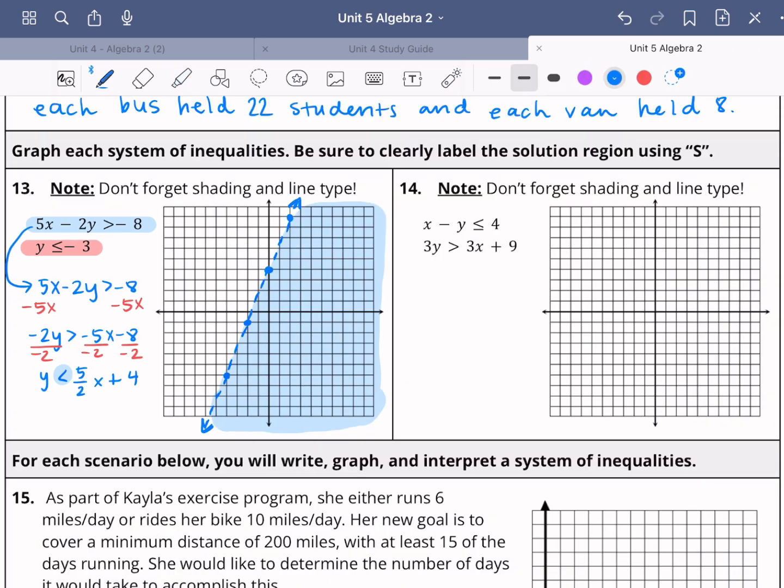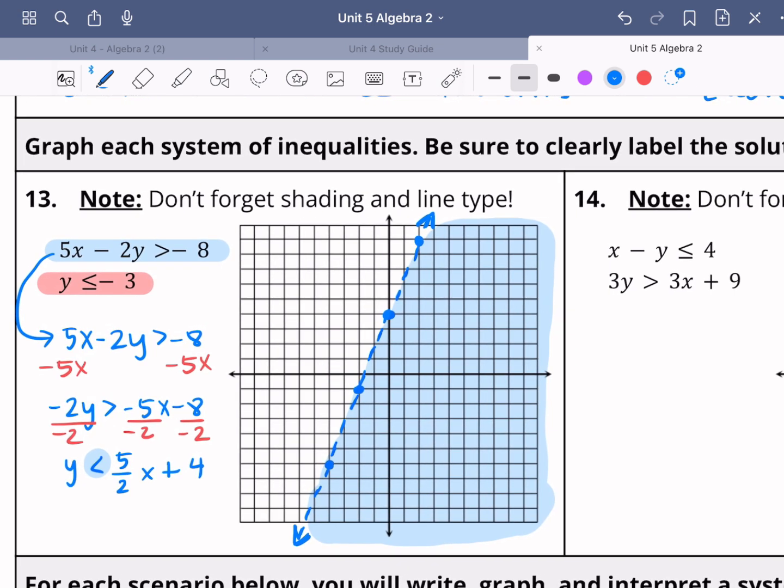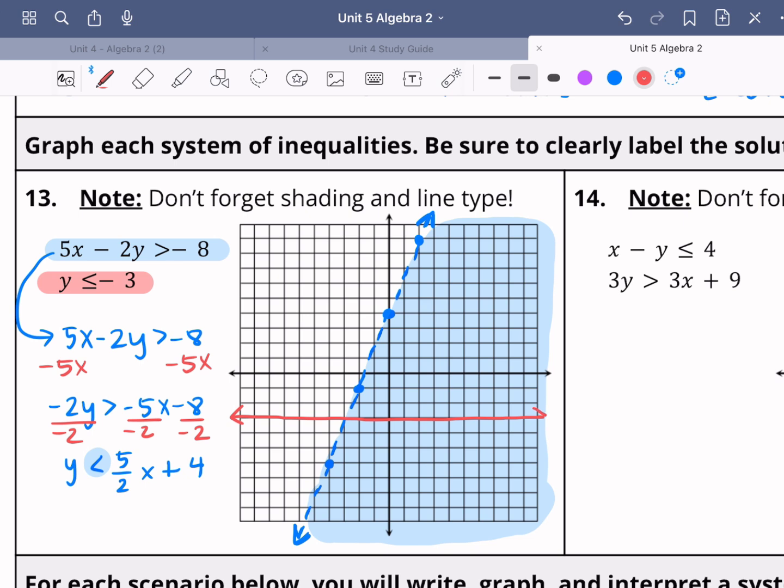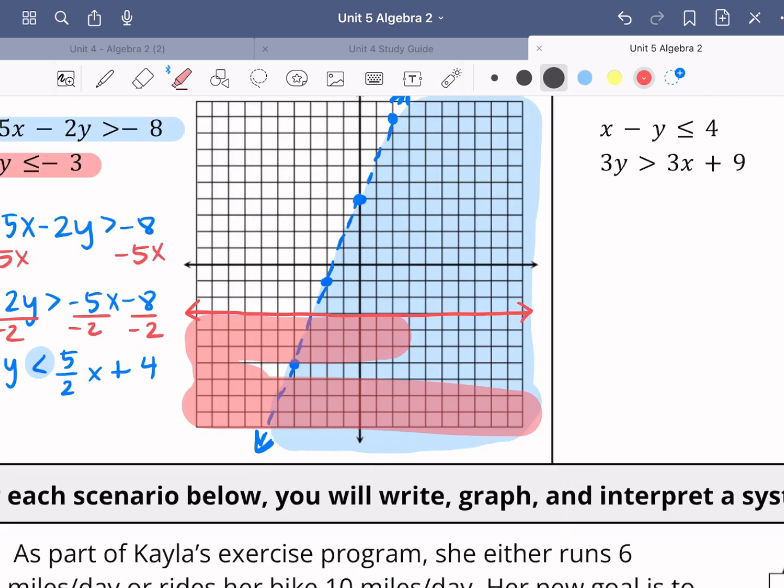All right, let's do this red equation. It doesn't even have an x, which means there's no slope. So this is a horizontal line at -3, and it is a solid line because it does have the equal bar. And for this one, I'm going to shade below as well. I'm kind of ignoring the blue when I do this.